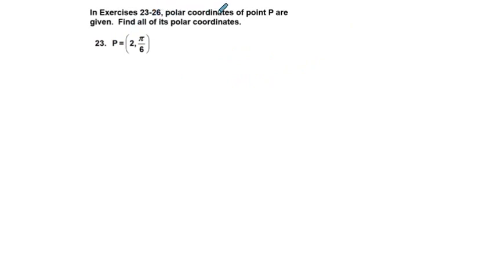In exercise 23 through 26, polar coordinates of point P are given. Find all of its polar coordinates. So we're given a single polar coordinate here, in this case radius of 2, angle of pi over 6, and what that looks like, I'm going to draw over here in the upper right, is we have an angle here with its initial side along the x-axis, and we are rotating in a counterclockwise direction pi over 6 radians to a distance of 2 outside. So this is our polar coordinate pair, 2 comma pi over 6.